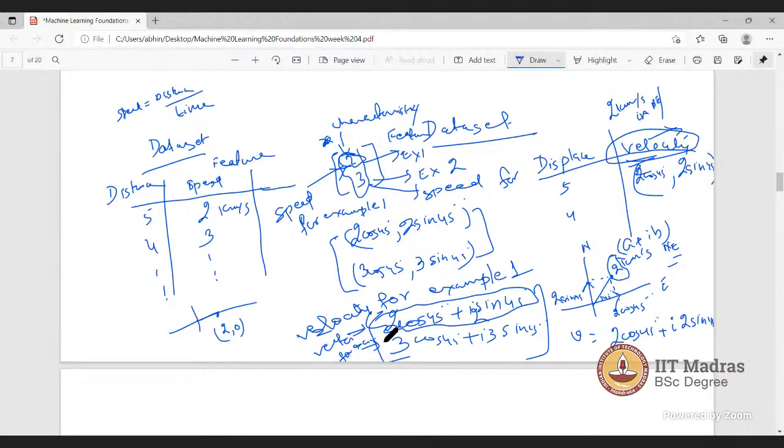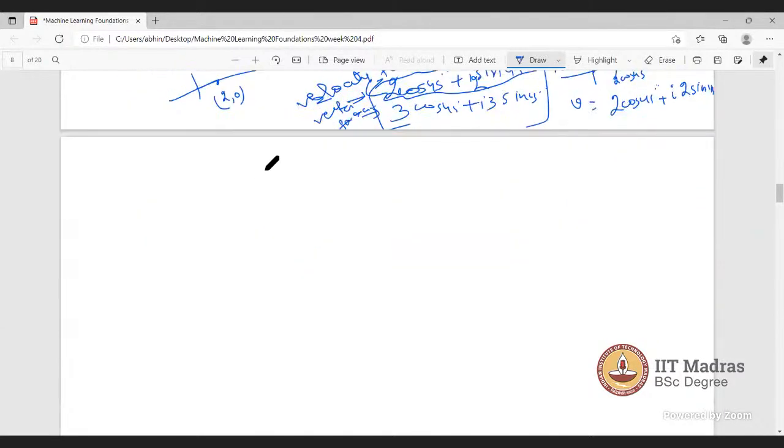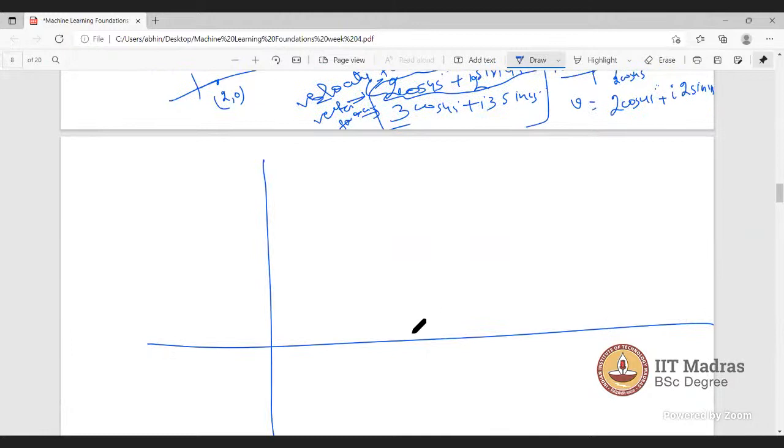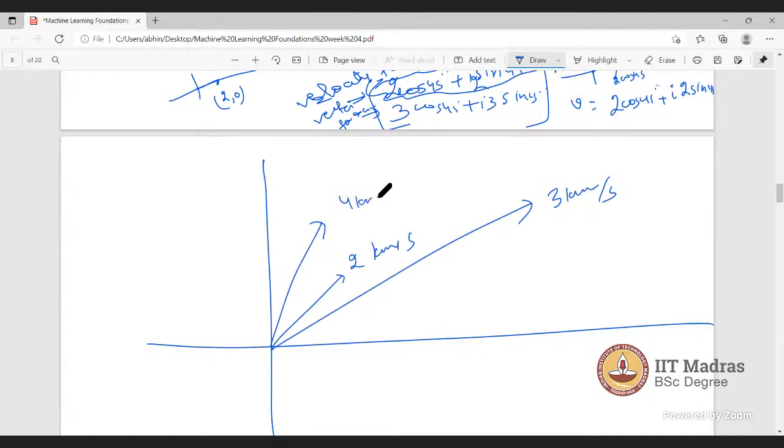Sir, that all is fine, but the matrix Ram sir drew, how will you represent that in a complex plane? That I cannot get, because there are four complex numbers. You cannot represent a complete matrix. So if you want a representation like this, you can consider this to be 2 kilometer per second, then 3 kilometer per second, then 4 kilometer per second.